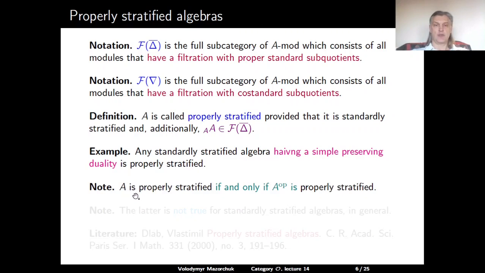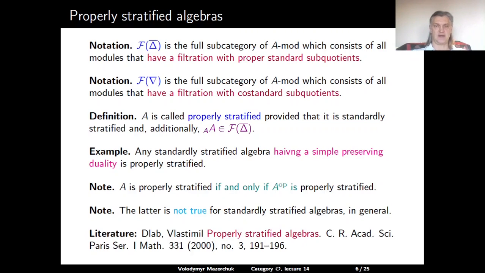Note that A is properly stratified if and only if the opposite algebra is properly stratified. However, for standardly stratified algebras, this latter claim is not true. There are standardly stratified algebras such that the opposite algebra is not standardly stratified. Relevant literature for properly stratified algebras is the paper of Glab, which is called Properly Stratified Algebras, from 2000.